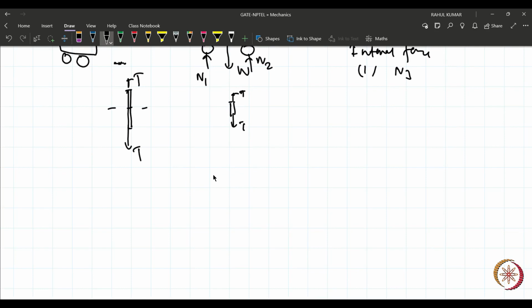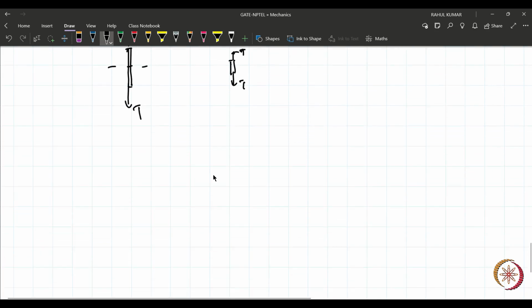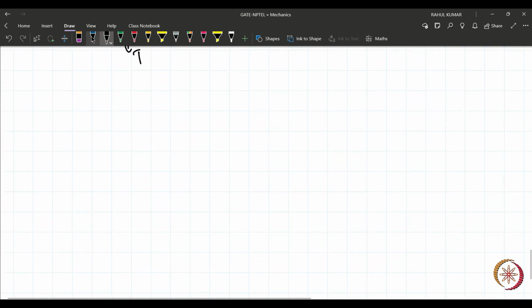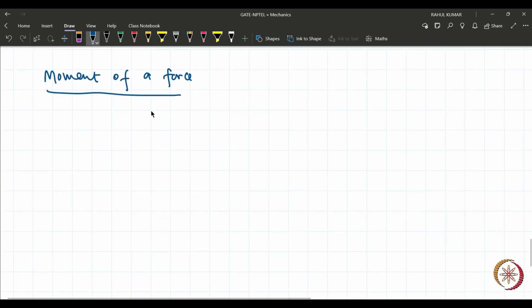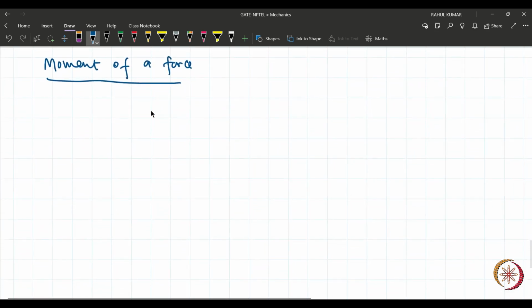Now the next topic is moment of a force. I'm going a little fast because the syllabus is not small, and we have to cover it in 9 weeks. That's why I'm going fast, because these are very fundamental and very small things, and I want to finish them as early as possible.